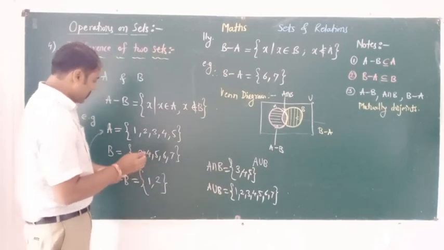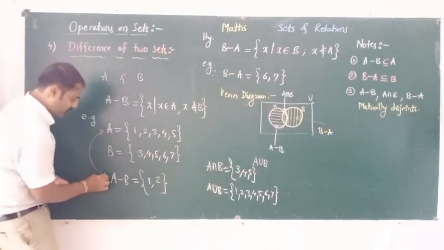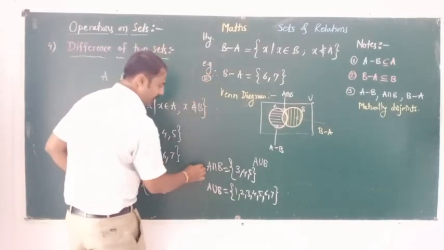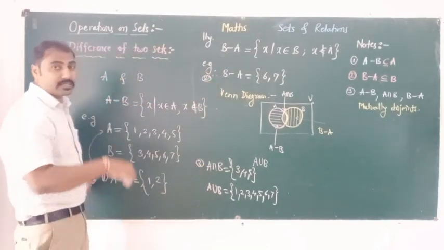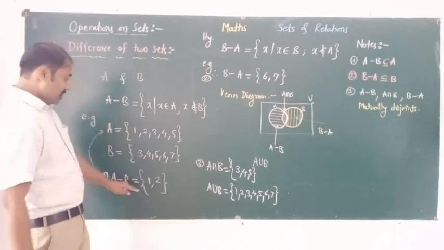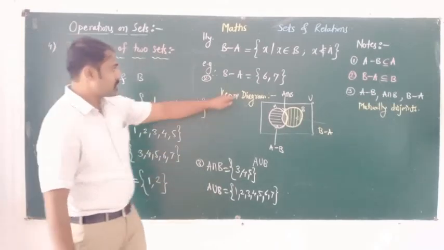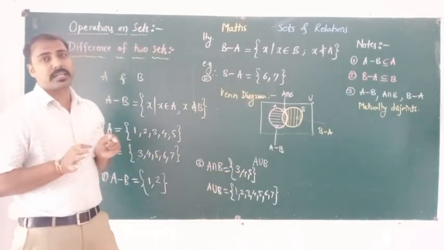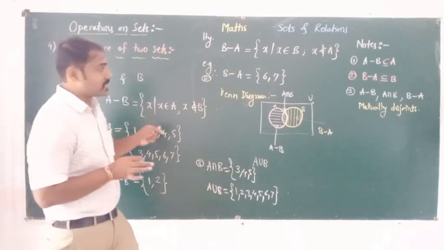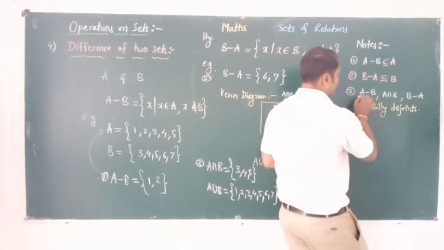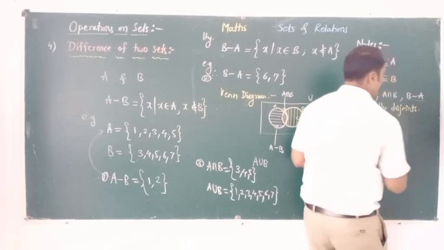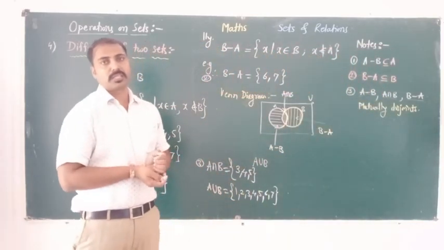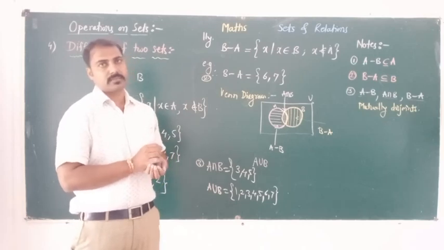Look at here, these three sets. First one is A minus B, second one is B minus A, and third one is A intersection B. These three sets, here is 1, 2, here is 6, 7, and here is 3, 4, 5. There is no common element in between these three sets. So these three sets, A minus B, A intersection B, and B minus A, are called mutually disjoint sets.